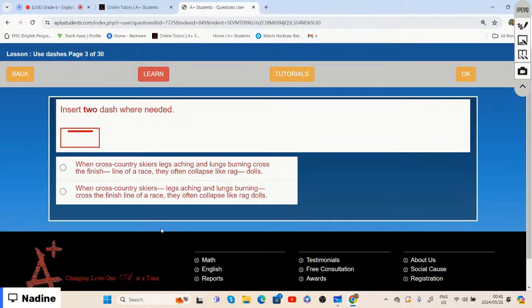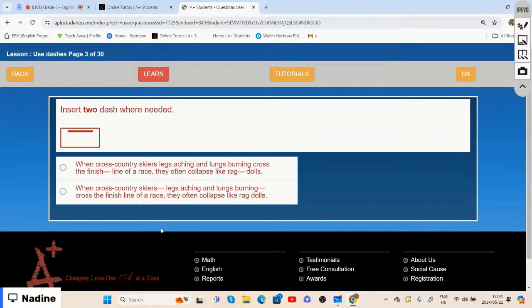We need to insert 2 dashes where needed. Guys, once again, the dashes separate, and firstly show a pause. They're either showing additional information, additional explanations, or just words that were supposed to be put aside. Some of the words we don't even really need, but they have decided to add them. So we need to insert 2 dashes where needed.